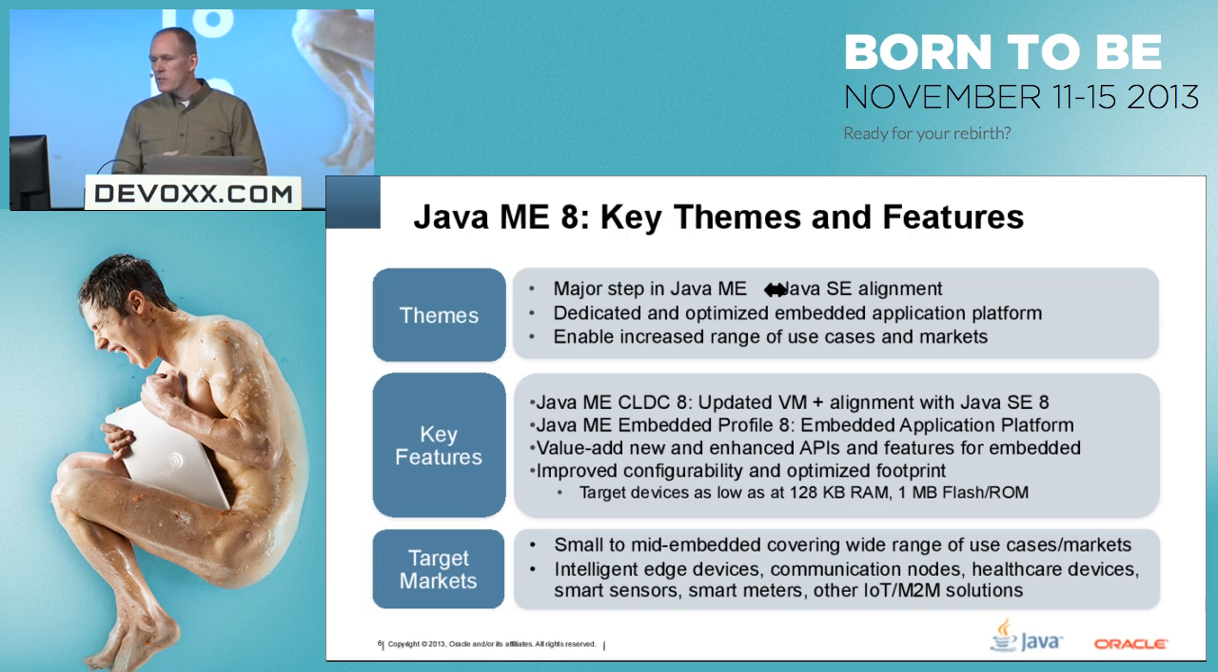As I said, it's a major step toward the alignment between ME and SE. And the key features are an updated virtual machine called CLDC and an updated embedded profile we call MEEP, ME embedded profile. And both of those together create the new ME 8 platform. And we have JSRs for each of those. CLDC is JSR 361, ME embedded profile is JSR 360.